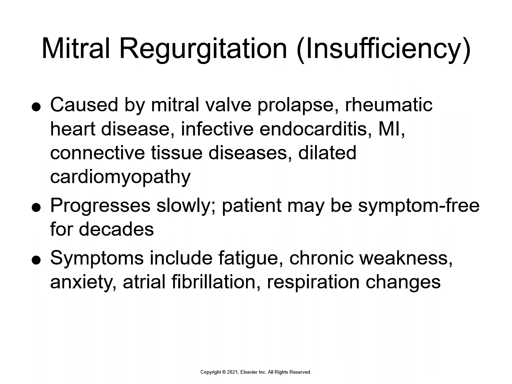If they have mitral regurgitation, that is an insufficiency. It's caused by mitral valve prolapse. Again, rheumatic heart disease can cause it. They can get infective endocarditis, an MI, and other connective tissue diseases, and some dilated cardiomyopathy can happen related to certain conditions. It is a slowly progressive problem, and the patient may be symptom free for years and years. They will develop fatigue, chronic weakness, anxiety, atrial fib, and the respiratory changes that we talked about, the dyspnea and the orthopnea, can also occur.